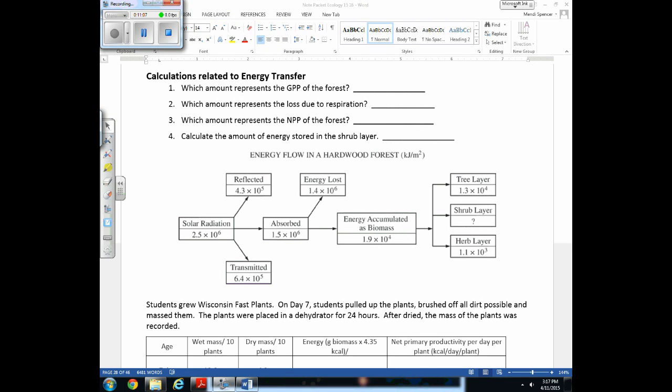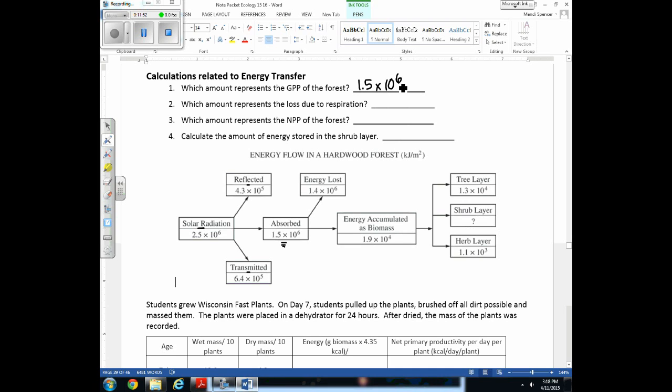So now that you know a little bit about gross and net primary productivity, let's relate that to this diagram. This diagram was off of a gridding question from a past test. Looking at the first question, it says, which amount represents the gross primary productivity of the forest? In this diagram, we see that we have energy coming from the sun. Looks like some of it's being reflected, some of it's being transmitted. And then it's saying that this is the amount of energy that is actually being absorbed by the plants in this hardwood forest. So the gross primary productivity of this forest would be 1.5 times 10 to the 6th.